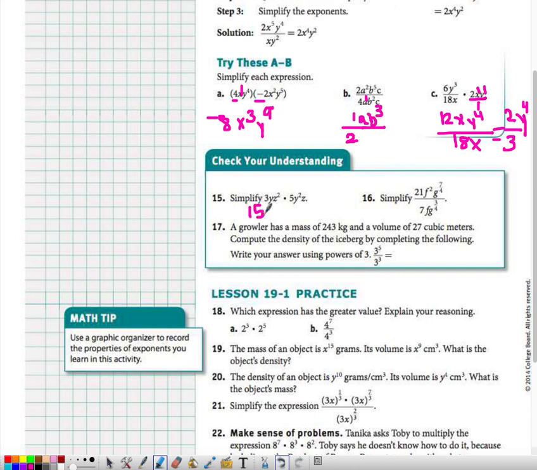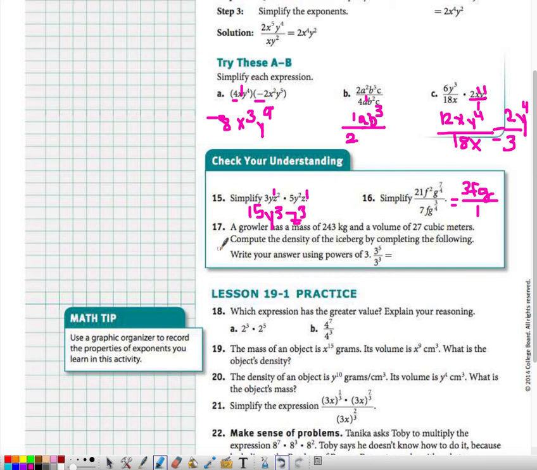So this one would be 15y to the 3rd, z to the 3rd, because both of those are 1s, so we would add the 2 plus 1. For the division, 21 divided by 7 is 3, f to the 2nd divided by f is f to the 1, and g to the 7/4 minus 3/4 is 4/4, which is 1, so it would be g, and we would have a denominator of 1, but you don't have to write that 1.